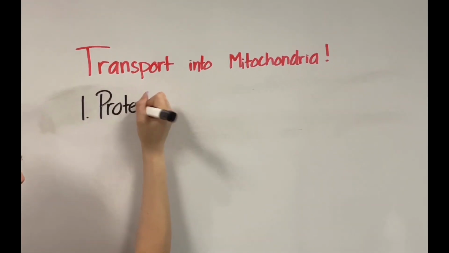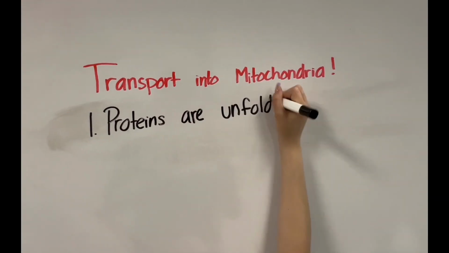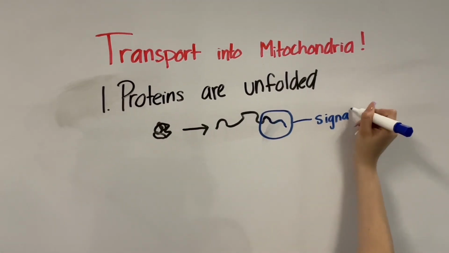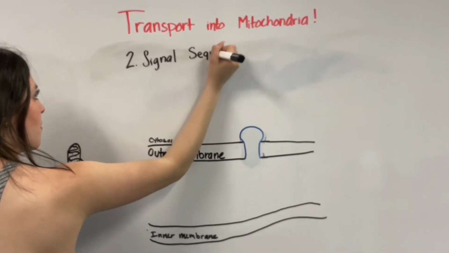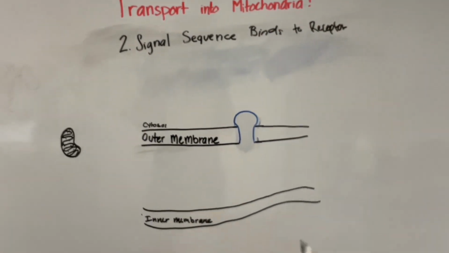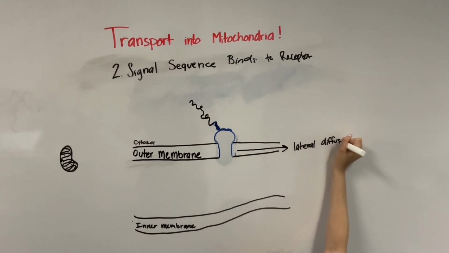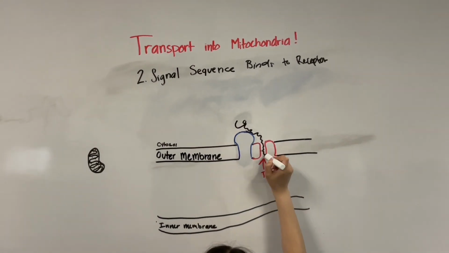The first step in mitochondrial transport involves the unfolding of proteins into their primary structure. This allows for the signal sequence to bind in a later step. Once the protein is unfolded, the signal sequence can bind to the receptor protein located on the outer mitochondrial membrane. This receptor protein then performs lateral diffusion until it meets with the TOM complex.